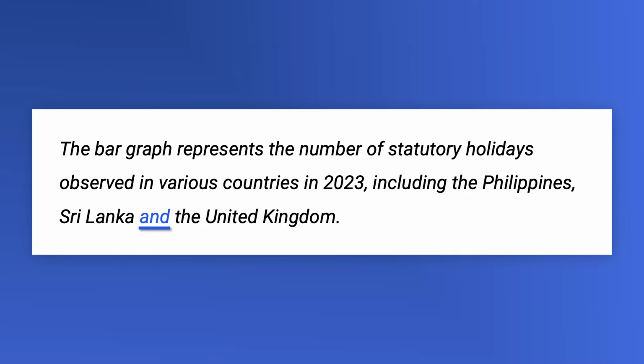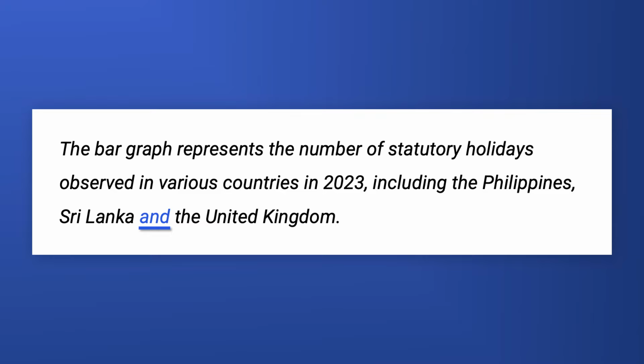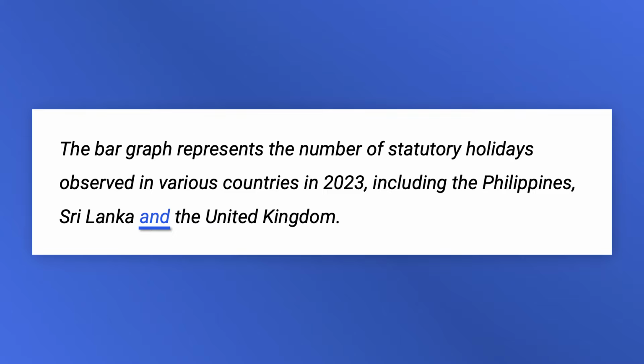When listing elements, it is always best to list three, using the conjunction and before the final element. In this case, we have a list of three countries with the conjunction and. We always list things in this way, both in speaking and in writing.